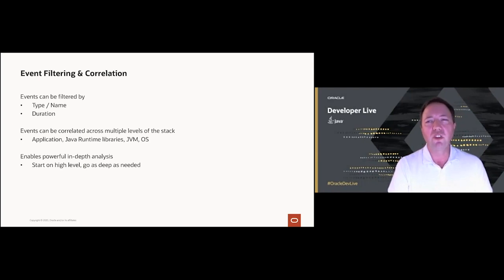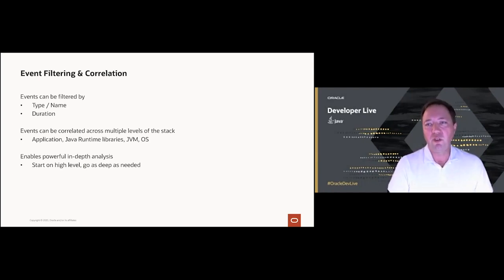The first one is sort of the obvious one. You can filter based on the type of the event, or let's say the name of the event. So let's say you want to know about socket reads, then you can say include that event. Or if you don't want to know about garbage collection, for example, you can exclude that.